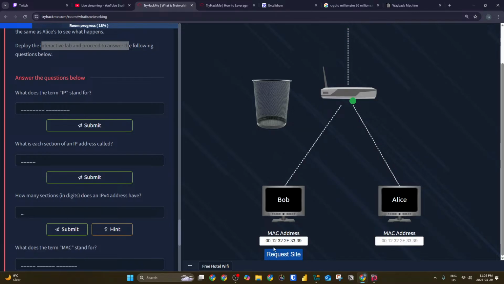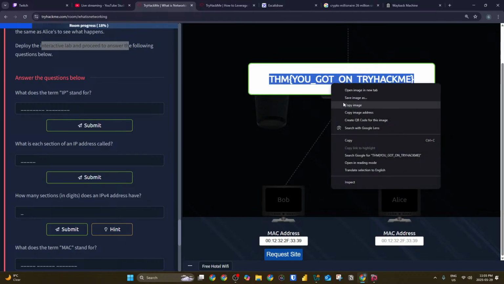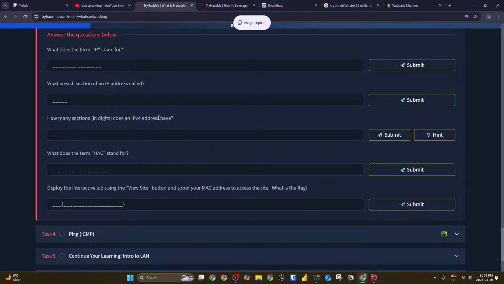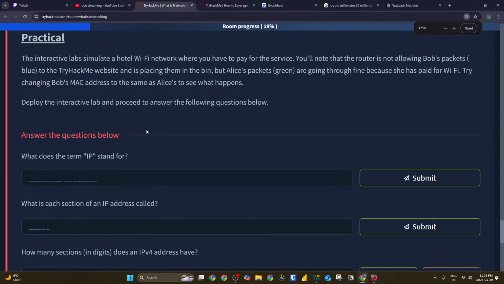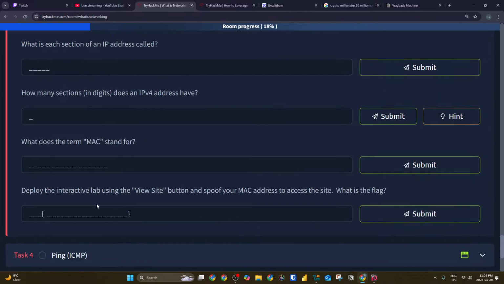Spoofing can be done. Now let's do that. Now all the blue ones are going and we got our flag. THM. And that's what happens in real life too. It's a very big real life problem. So next time when you have a public Wi-Fi and they're asking you to pay, you can just spoof someone else's address by listening. Don't do it. I don't recommend it. I am not responsible.